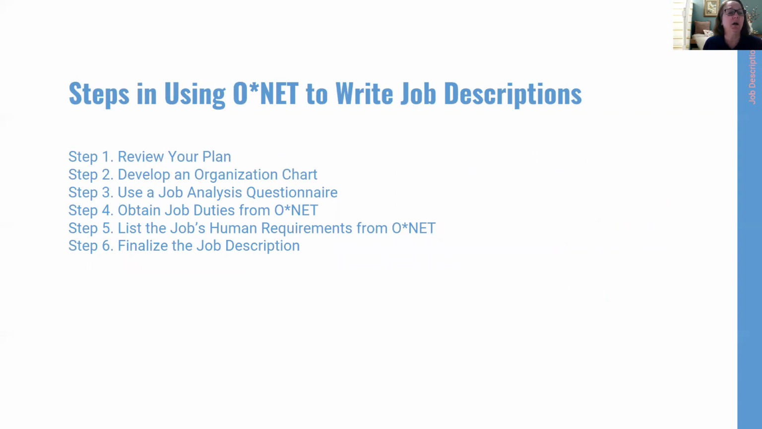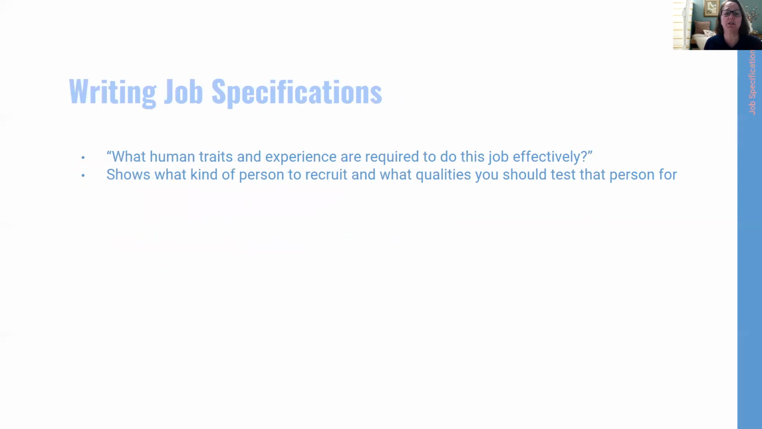Standards of performance and working conditions, you want to list them out. Take a look in the book using O*NET to write a job description. I'll try to remember for class to hop on O*NET and give you guys an example, but this can really help people writing job descriptions online. So job specifications then take the job description and answer the question, what human traits and experiences are required to do the job effectively? And it shows what kind of a person to recruit and what qualities you would want in that person.